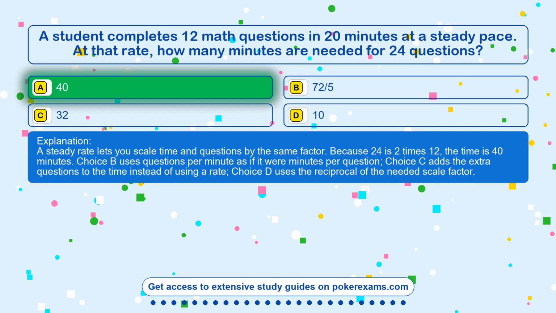A steady rate lets you scale time and questions by the same factor. Because 24 is 2 times 12, the time is 40 minutes. Choice B uses questions per minute as if it were minutes per question, choice C adds the extra questions to the time instead of using a rate, choice D uses the reciprocal of the needed scale factor.